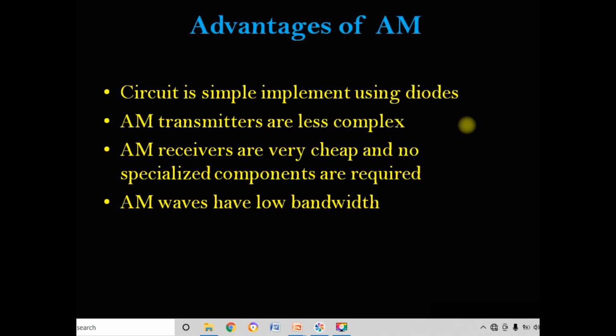And let's discuss some advantages of AM. The circuit is simple to implement using diodes. AM transmitters are less complex, and AM receivers are very cheap and no specialized components are required. AM waves have low bandwidth.